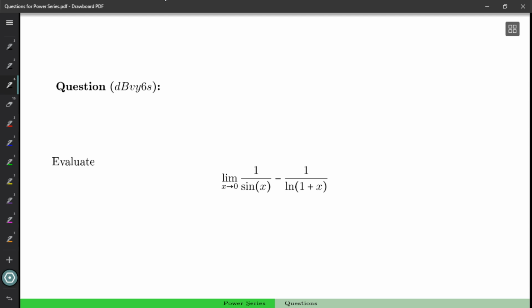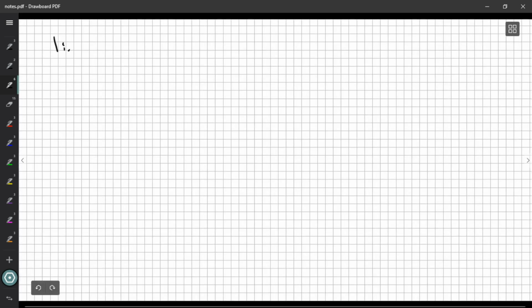Evaluate the limit as x tends to 0 of 1 over sine x minus 1 over ln(1 plus x). Now, these two expressions I have power series for centered at 0. So let's try and apply power series to this situation.